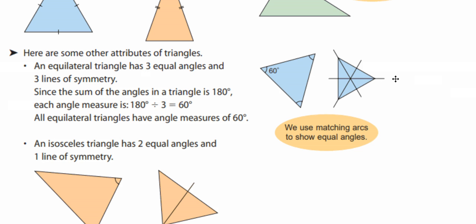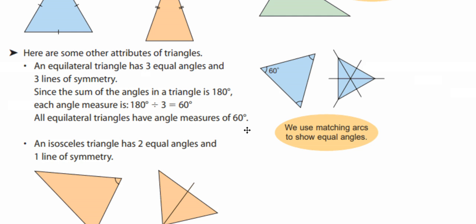We also have 3 lines of symmetry, so I can go through any one of those points and create a line of symmetry that I can fold and my triangle will line up with itself. Since the sum of the angles in a triangle is 180 degrees, and we learned that last week, each angle measure is 180 divided by 3 because we have 3 angles, so 60 degrees. So all equilateral triangles have angle measures of 60 degrees, and whatever their side length is, they're all the same.